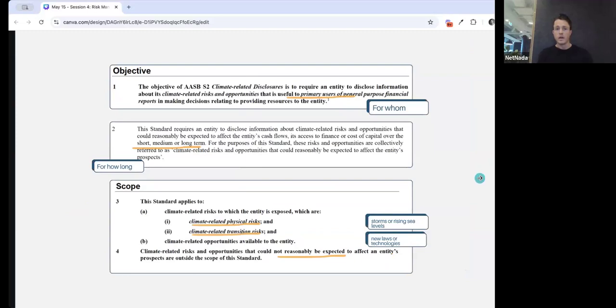Jumping into what this is all about, and Alex has jumped to that slide. As you can see, we're thinking: for whom, for how long, and why. Before we go past this slide, it's important to remember that AASB S2 is designed for primary users of general purpose financial reporting. This is really for the investors and the creditors, so that they can know how to make decisions and how climate risks affect business outcomes across the short, medium, and long term that you can see there in point two. That's the crux of all of this.